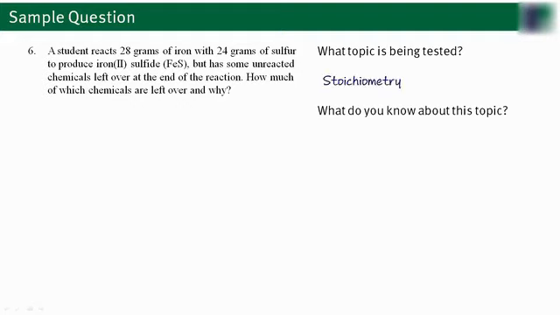Here the topic is stoichiometry. And you probably noticed that because we have, well, a reaction, but we also have a reaction that gives us the number of grams of each reactant. That hints that it's probably numerical reactions like stoichiometry, and also that we see some unreacted chemicals, which means this is going to be a question about limiting reagents.